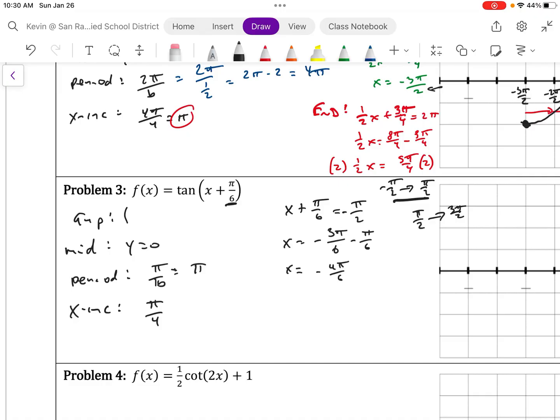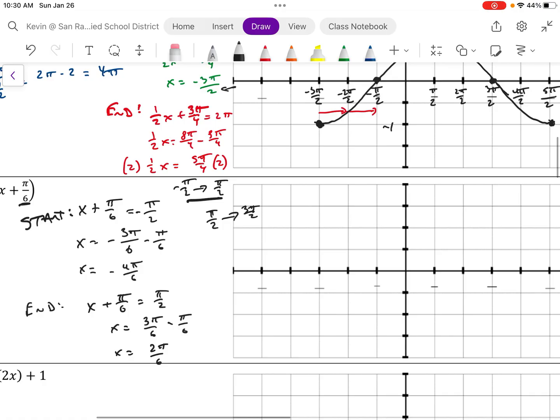And then let's go with my other asymptote. So start. So that's 1. Let's start and end. So x plus pi over 6 equals pi over 2. So x equals 3 pi over 6 minus pi over 6. Yeah. So x equals 2 pi over 6. Let's see. I'm going to leave it. I'm going to go pi over 6. Yeah, I think so. Okay.